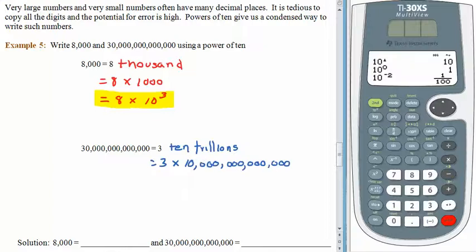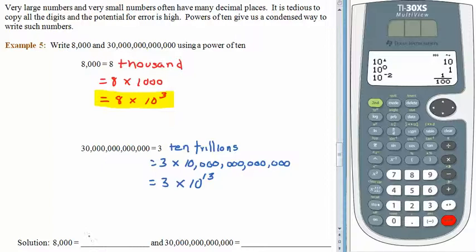Hopefully it looked like that. We have a 3 times a 1 followed by 13 zeros. And it was pretty tedious to count all those zeros, wasn't it? Now you can see why maybe writing something like 3 times 10 to the 13th power is a little nicer and keeps people from making the mistake of miscounting when they're dealing with all of those zeros.